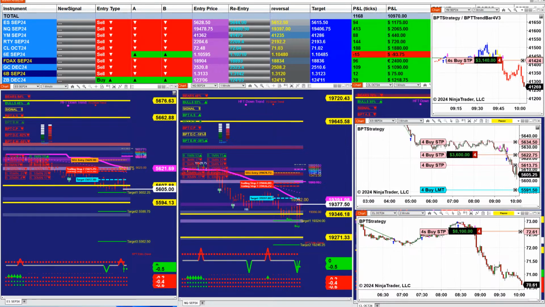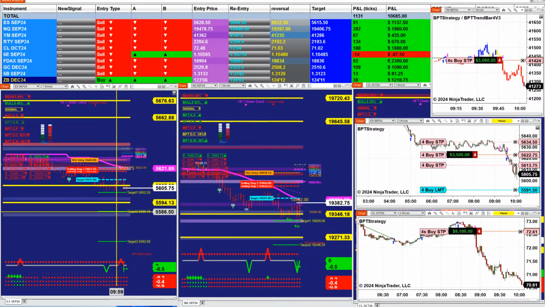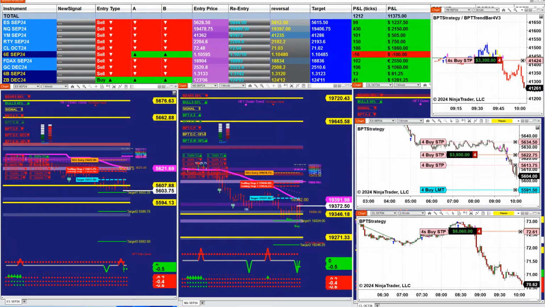We hit the target 1 on the ES, profit taken. This is institutional number. Target 2 for the morning session. Target 3 is for the afternoon session. There is only 3. Now for the Nasdaq, there is a re-entry on the Nasdaq at 19,386. Short, of course.